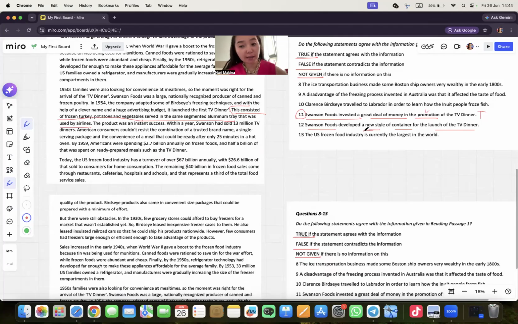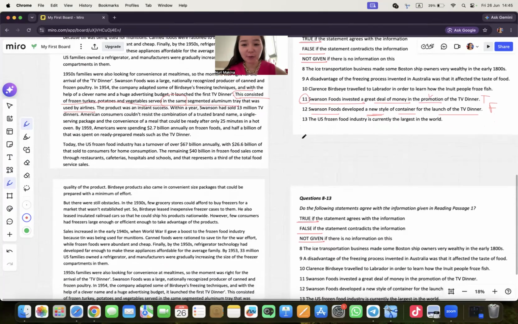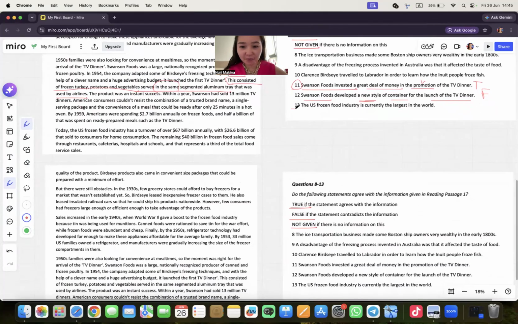So a new style? Was it a new style? I don't think so. So it wasn't new. It's completely different information, completely opposite. So it was the same aluminum tray. So it's not new, so the answer is false. You mark it false because the information is opposite. So far we've got to the 13th question, the last one.